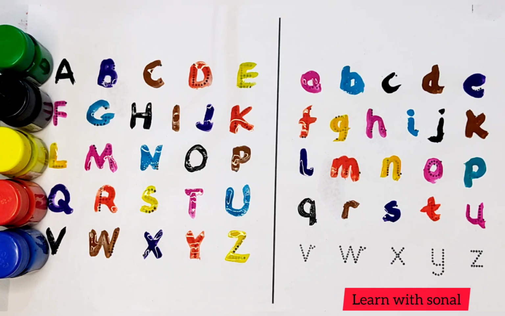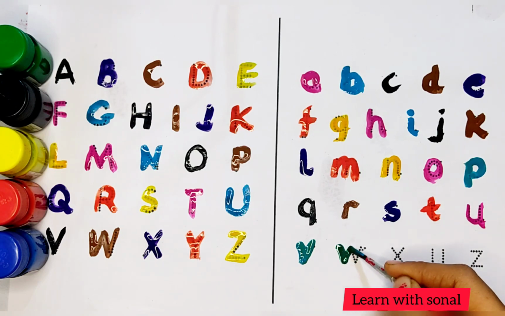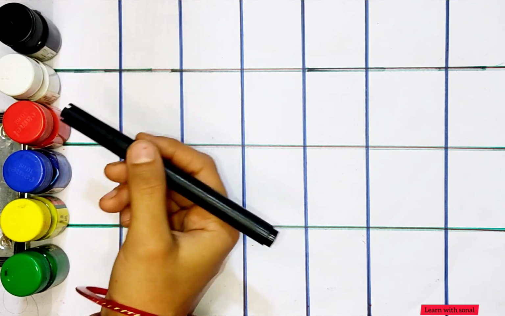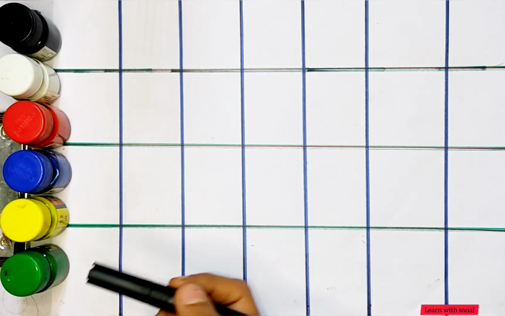U for unicorn. V for van. W for watermelon. X for Xmas tree. Y for yak. Z for zebra. Black color, white color, red color, blue color, yellow color, green color.